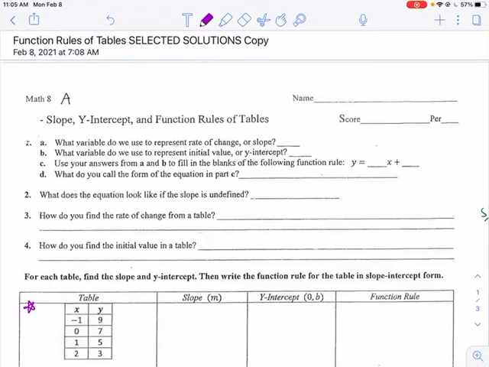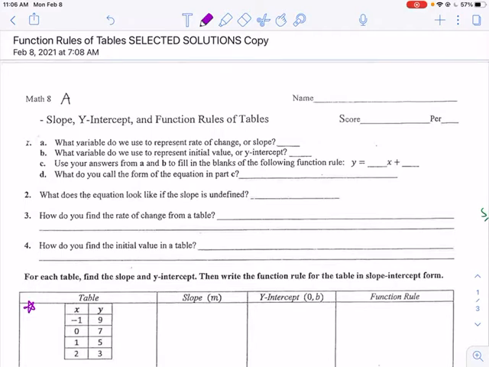Hi, today we are going to review how to write function rules or equations of tables. So when it says function rule, you're just going to write the equation. So these first four questions are all review.